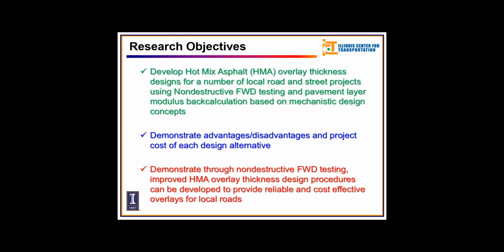So addressing those research needs, the objectives of this research were to develop an HMA overlay thickness procedure for a number of local road and street projects using FWD testing and pavement layer moduli back calculation, to demonstrate the advantages or disadvantages associated with the approach with each design alternative, and also to show that through non-destructive testing, improved HMA overlay thickness design procedures can be developed that would be reliable and cost-effective overlays for local roads.